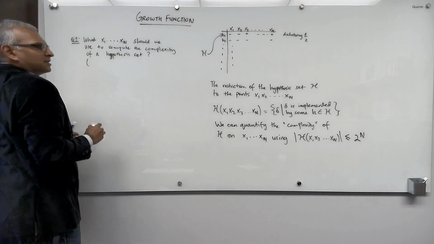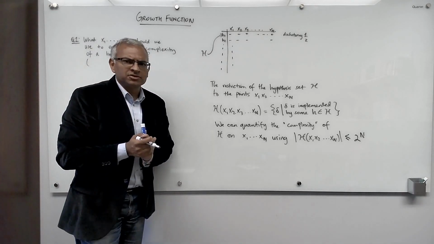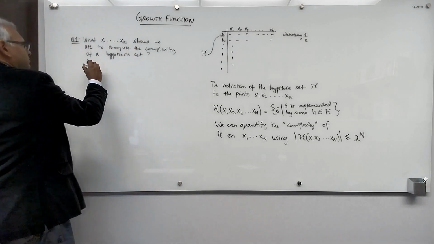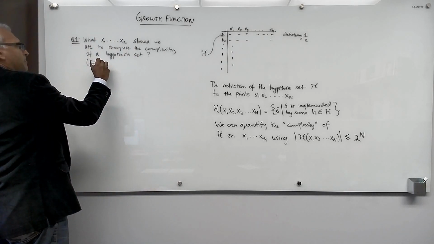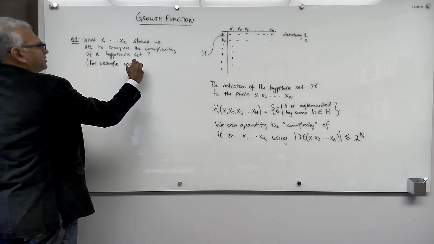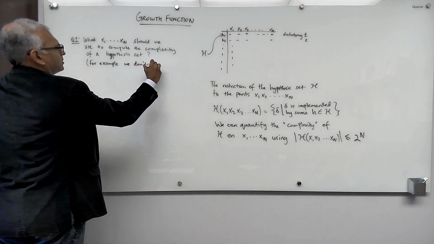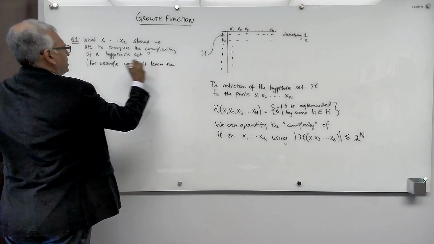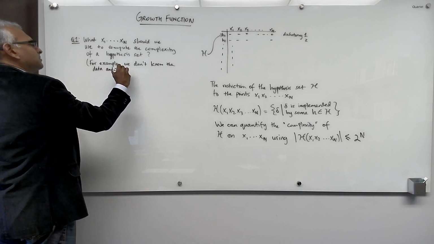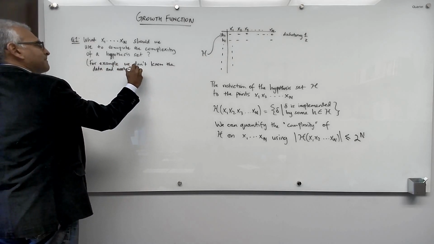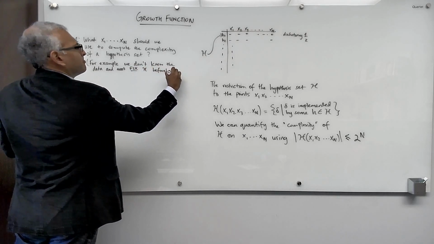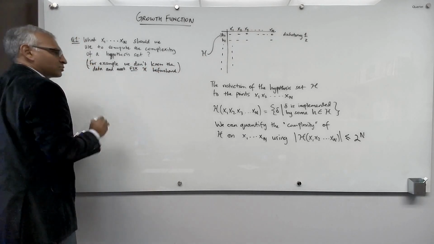Why is this an important question? Because we have to pick our hypothesis set ahead of time and we don't know what data points are going to pop up. For example, we don't know the data and must fix H beforehand. So that's the first question.